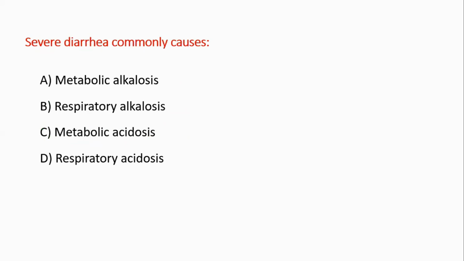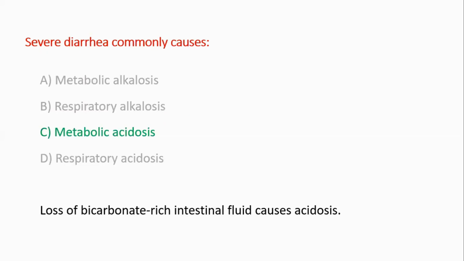Severe diarrhea commonly causes metabolic alkalosis, respiratory alkalosis, metabolic acidosis, or respiratory acidosis? Vomiting and diarrhea seem similar, but their effects on acid-base balance are completely opposite. Do you know which disorder diarrhea may cause? Yes, the answer is metabolic acidosis. Loss of bicarbonate-rich intestinal fluids causes acidosis.